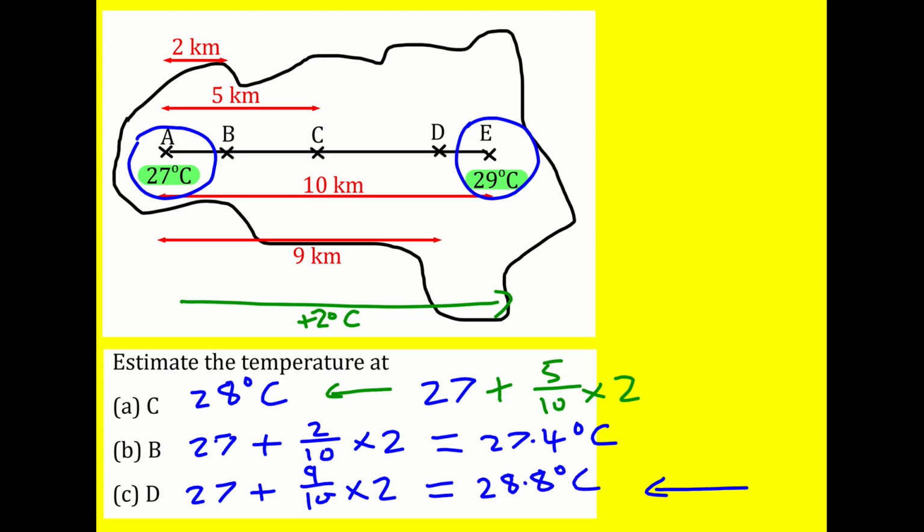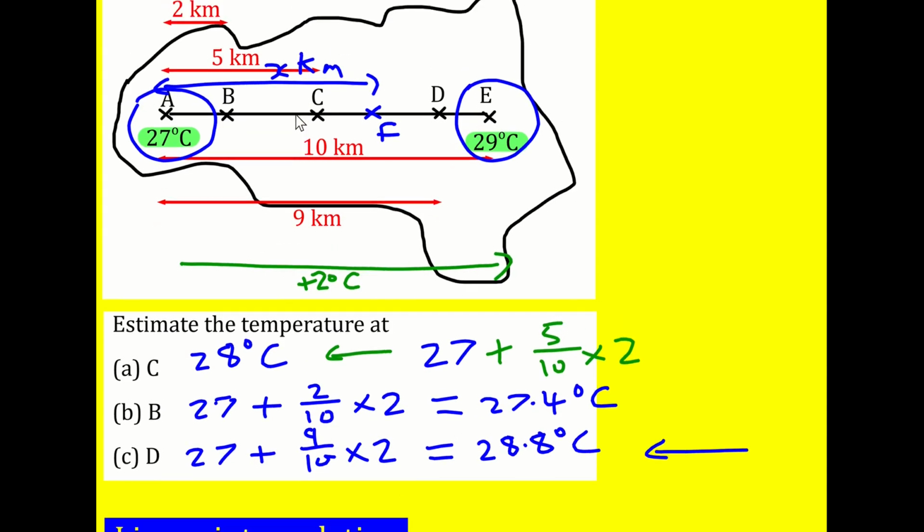And the point is, I could do this now, and maybe I should have asked this as a question: if instead I come up with some new coordinate F, where the distance is x kilometers, what would the temperature be? At F, it would be 27 plus my fraction, which is now x over 10 times 2, which of course will depend on x.